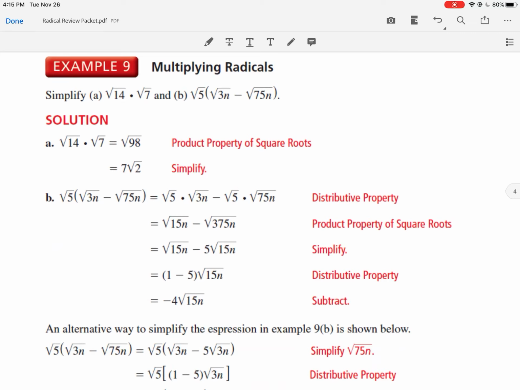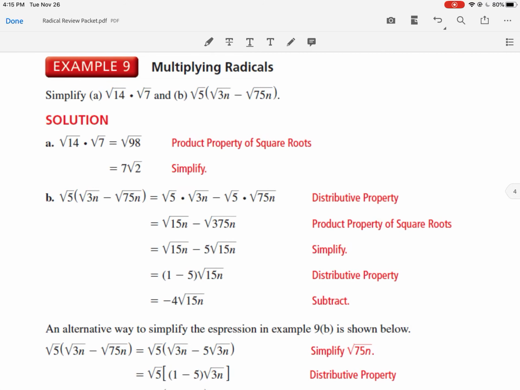And it works just like a like term. Multiplying works as long as the index is the same. You can't do a square root times the third root, but as long as it's square root with square root, or third root with third root, the numbers underneath can combine and multiply together.